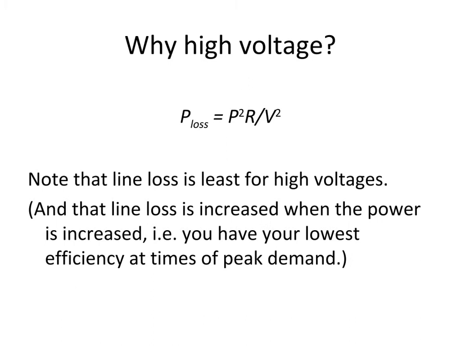And if we're using lots of power, then we'll get more line loss. So that means we have the lowest efficiency at times when we have the most demand for electricity. So that's why in the summertime, when lots of people in Ontario are using air conditioners, there's high demand, which means that the grid is less efficient. And so we have more wasted energy in the summer, those really hot days, than at other times during the year.